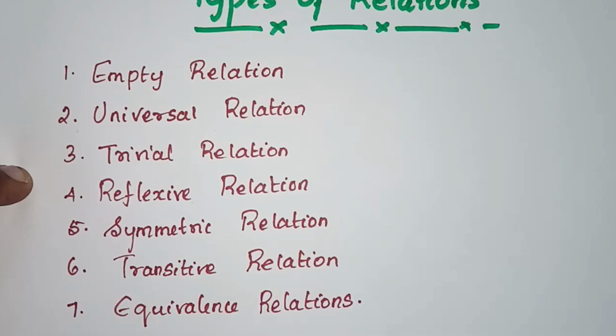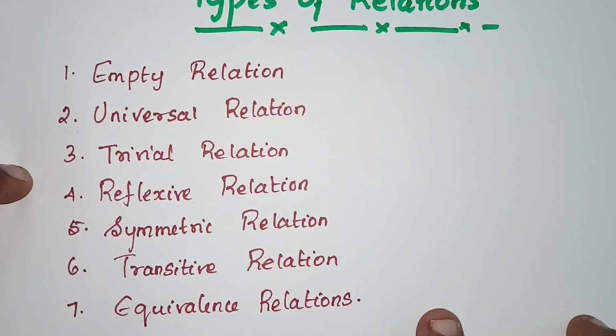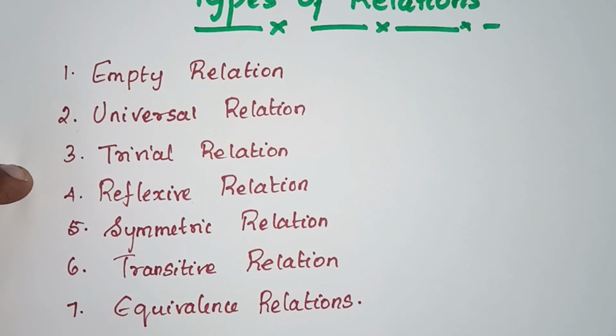So when a relation satisfies reflexive, symmetric and transitive, then that relation is said to be an equivalence relation. So in this class we studied the basic concepts of these 7 types of relations. I hope you understood these concepts. In the next class we will do some problems in the book exercises. Thank you, students.